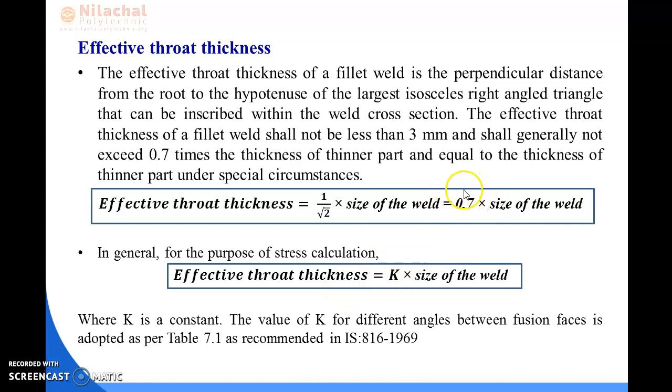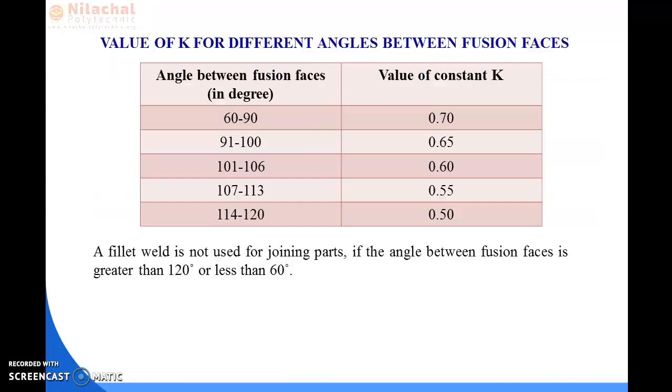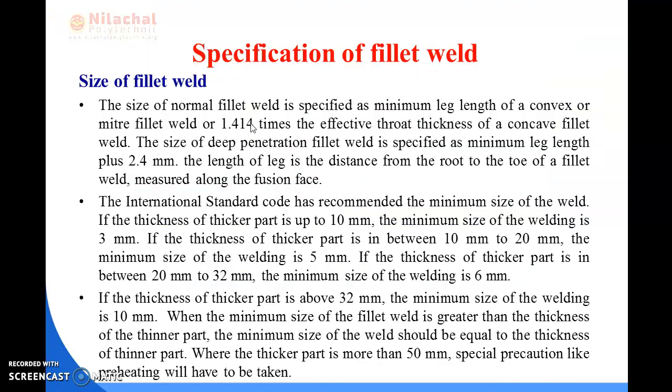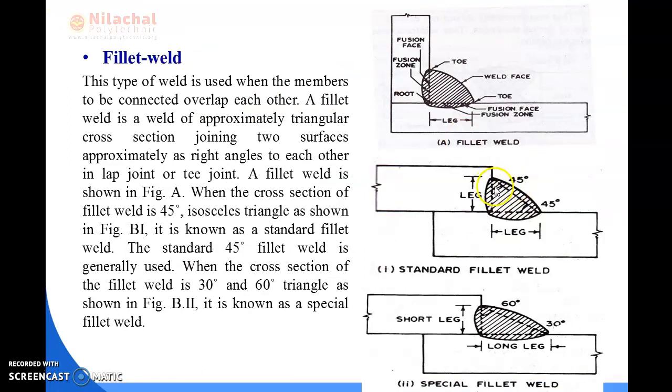In general, for the purpose of stress calculation of the effective throat thickness, the value 0.7 is a factor which we take as K, and K is a constant. The value of K for different angles between fusion faces is adopted from the code book. Here you can see the various angles of the fusion face, and according to the fusion face the value of K is different. Fusion face angle means you can see this angle, and this angle is your fusion face angle.